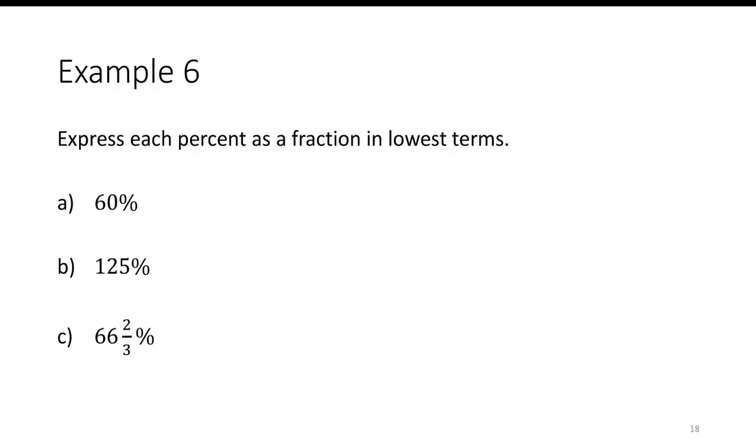All right, so here's a variety. Let's try to express these percents as fractions in lowest terms. 60% is 60 over 100. Divide by 10, that's 6 over 10. Divide by 2, that's 3 over 5. 125% is 125 over 100, which if I divide by 5, becomes 5 over 4. That is an acceptable answer, but you can also write it as 1 1/4.